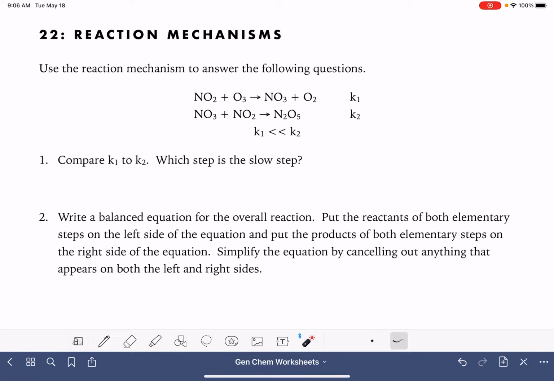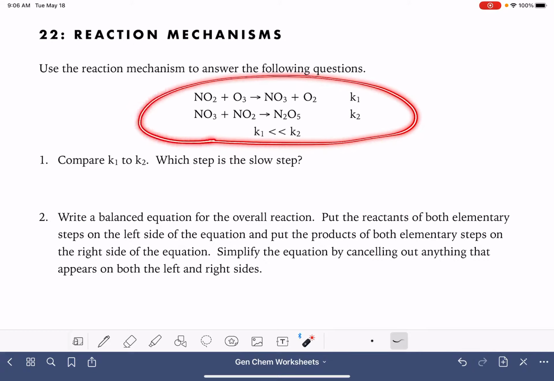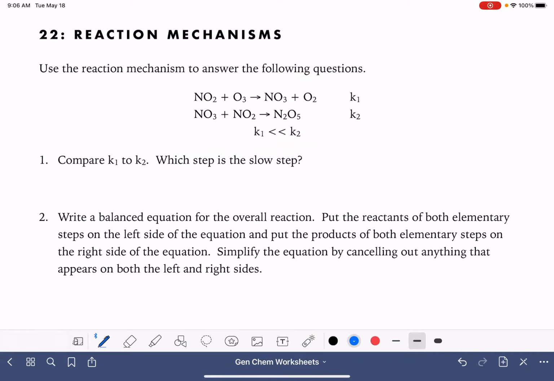On this worksheet, we're going to be doing two examples of using reaction mechanisms to determine the overall rate law for a reaction. For the first example, we have this mechanism right here. These are the two elementary steps of the mechanism. I'm going to label them step 1 and step 2. And the first problem is asking us to compare K1 to K2.